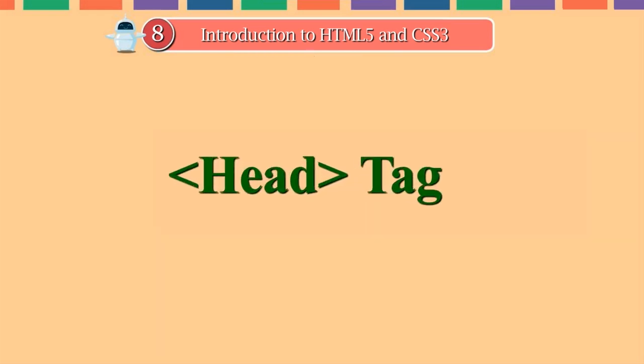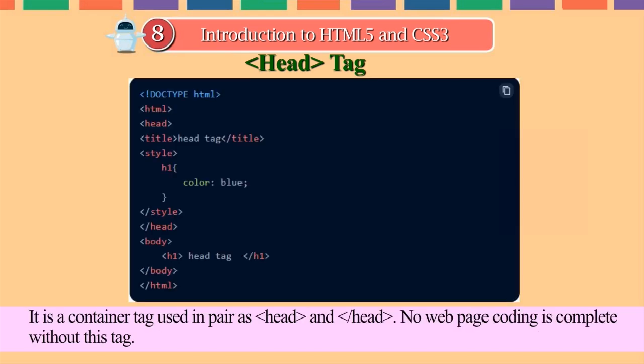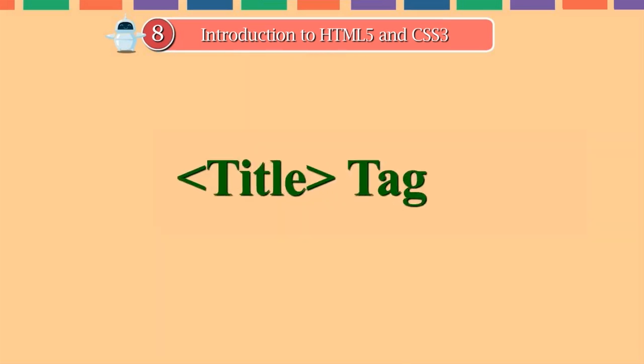Head tag. The head tag defines the header area of a web page. The information given in the head tag tells the computer that this information is not to be shown on the web page. It is a container tag used in pair as head and /head. No web page coding is complete without this tag.